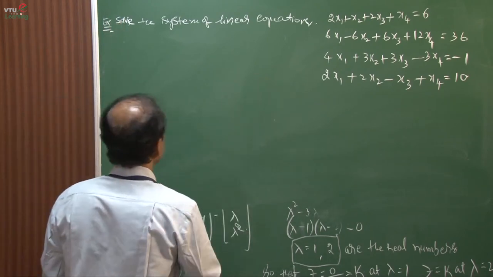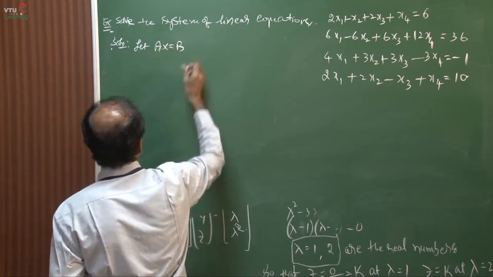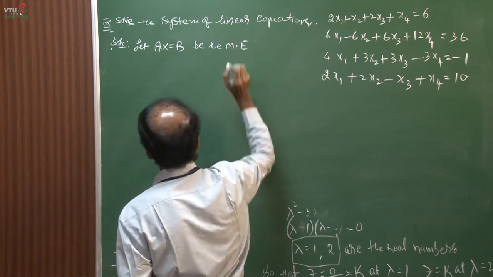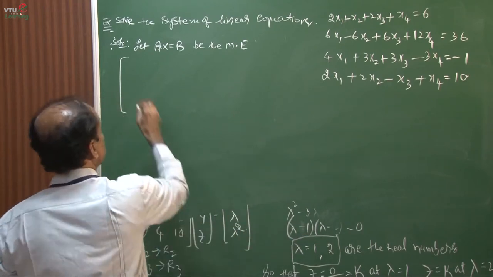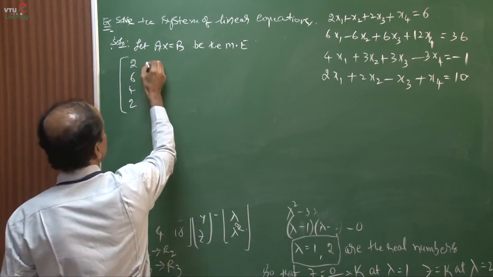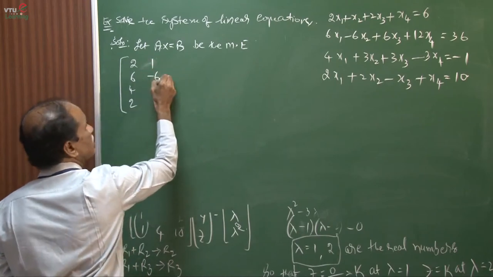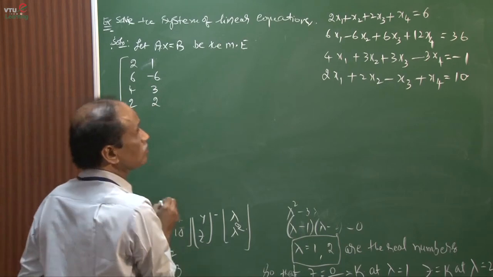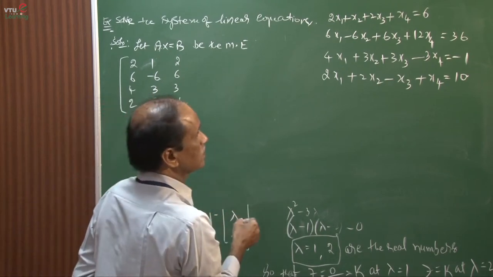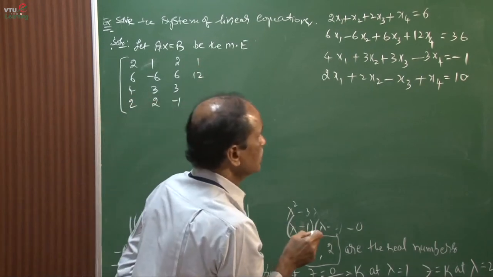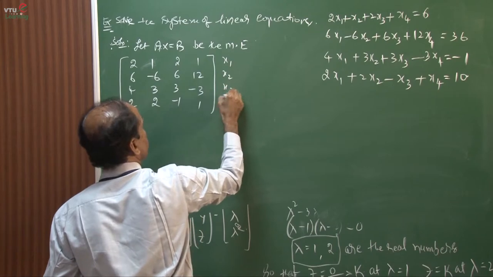Here, first of all, in the solution, let Ax equal to b be the matrix equation. Then, in the matrix form, you are going to consider all the four unknowns with the 4 cross 4 coefficient matrix. That is, first column 2, 6, 4, 2, second column 1, minus 6, 3, 2, third column 2, 6, 3, minus 1, and the fourth column 1, 12, minus 3, and plus 1, will be operated on x1, x2, x3, and x4.